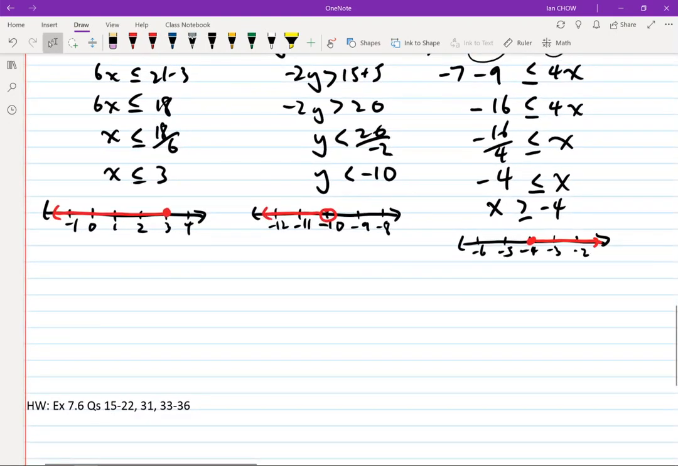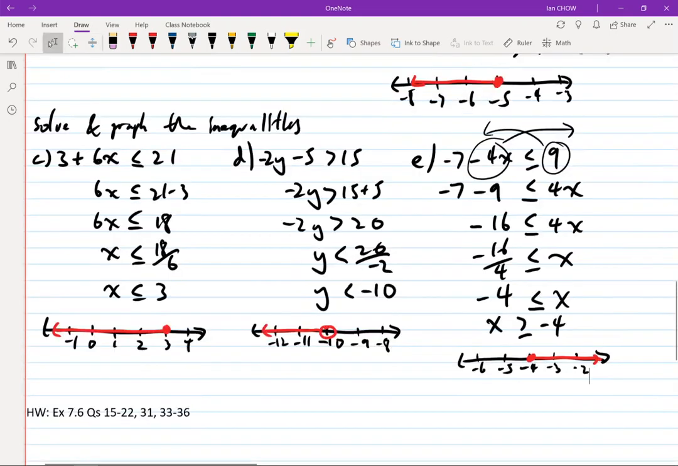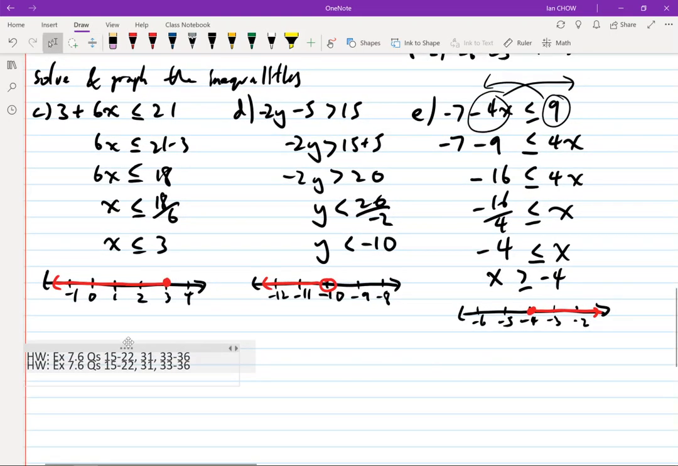Your homework is to complete these questions over here. So it's exercise 7.6. It's still the same exercise. And then questions 15 to 22. So 15, 16, 17, 18, 19, 20, 21, 22, 8 questions. And then 31 and then 33 to 36. I know it's quite a bit, but we should be able to finish them within 20 to 30 minutes if you are focused.